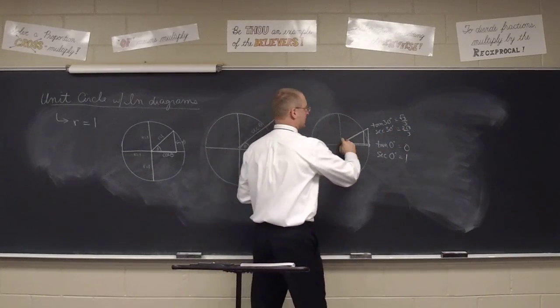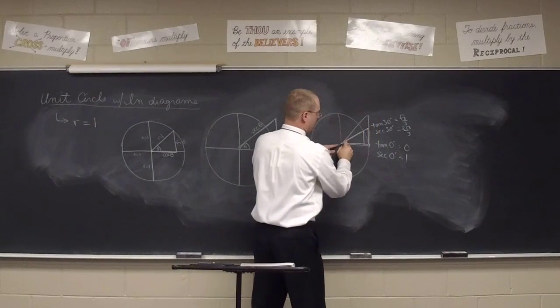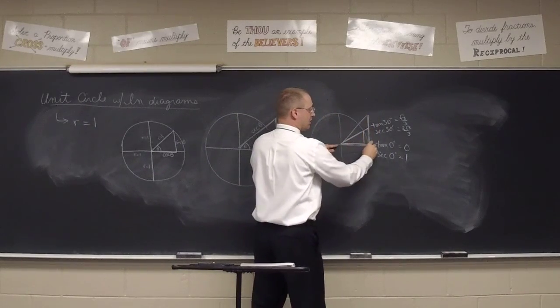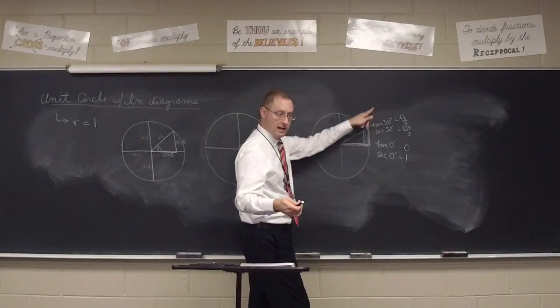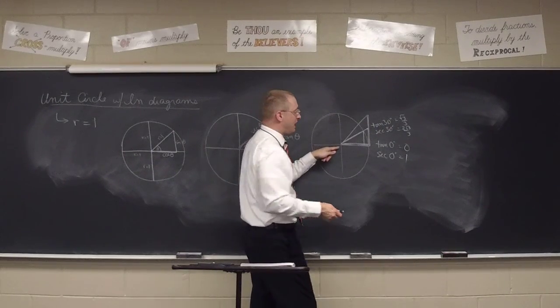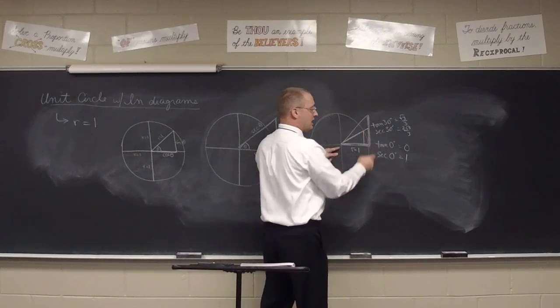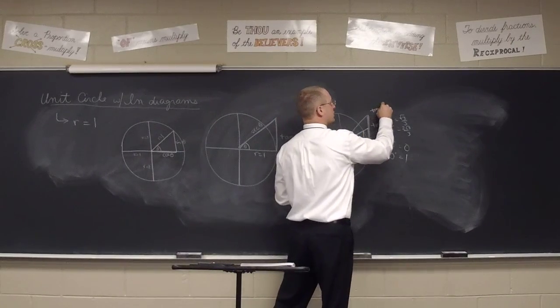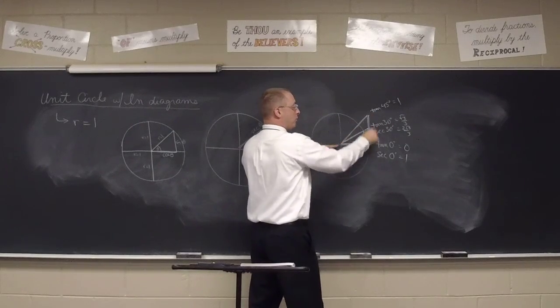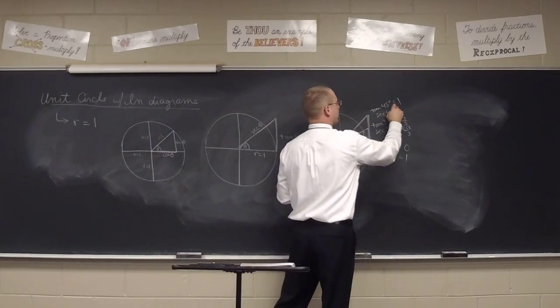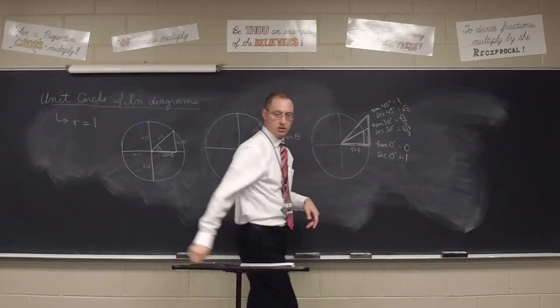Now, here's where it gets nice, is when you go to 45 degrees, what's true about these two lines? They're equal. Of course they're perpendicular. They're equal, right? Because it's 45 degrees. It's a 45, 45, 90. So since the radius is 1, how big is the tangent line? 1. The tangent of 45 is 1. And the secant, if it's 1 and 1, it's 1, 1, square root of 2. The secant of 45 degrees is the square root of 2.